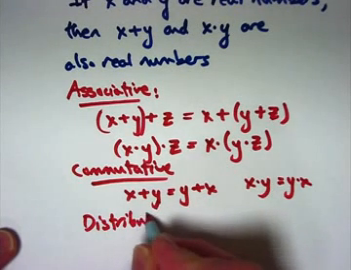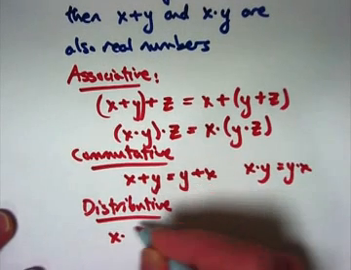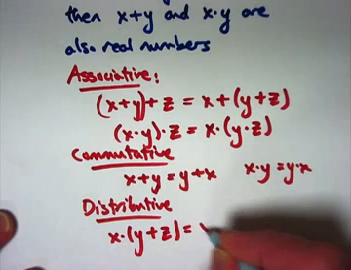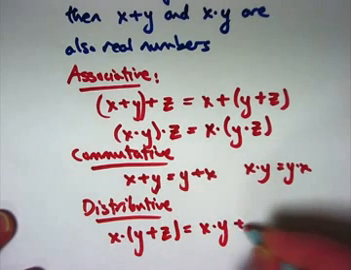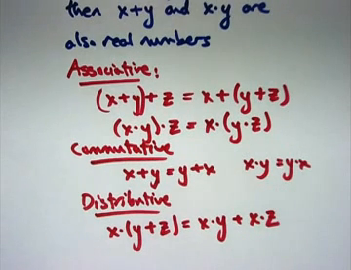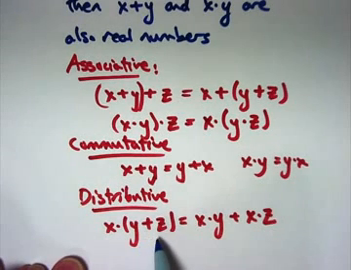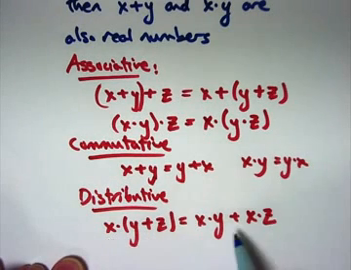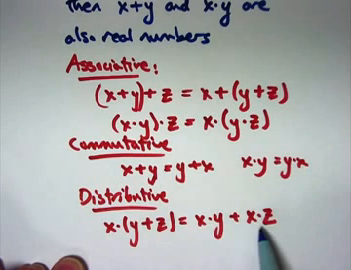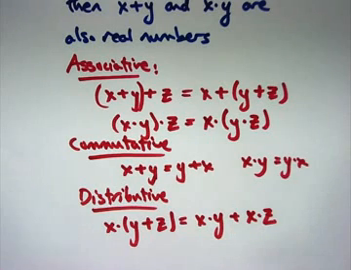Distributive. x times (y plus z) is the same as x times y plus x times z. Order of operations is fundamental here. Over here on the left, you're saying, because of the parentheses, do the y plus z first, and then multiply by x. Over here, you're saying, do these two multiplications first. First, find x times y, and also find x times z, and then add the results. And the distributive property says you get the same thing.